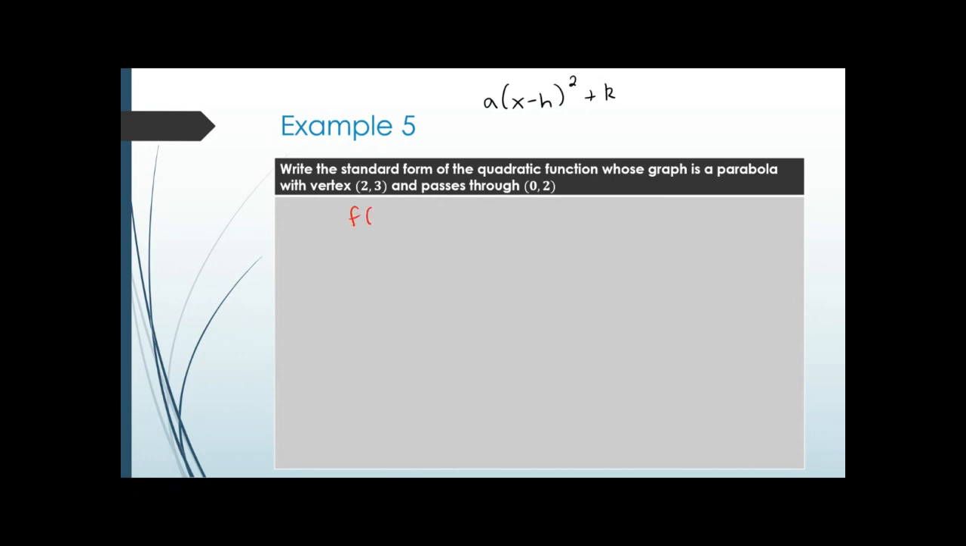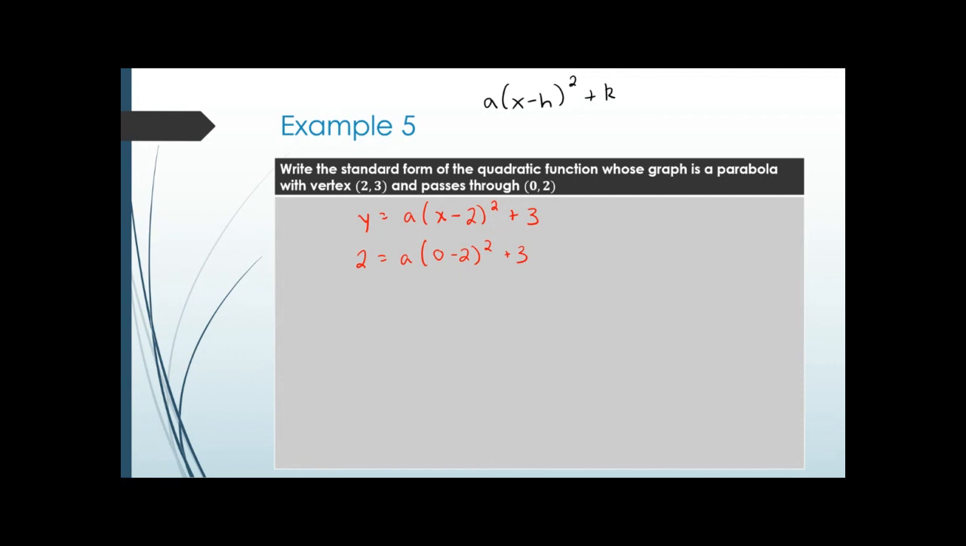So I have f of x, or I can just use y because it doesn't say it has to be f. So y equals a times x minus, and then I'm going to use my vertex. So h is 2, and then k is 3. So I'm going to plug that in because they're giving me my vertex, 2 and 3. Now they're giving us a point. They're actually giving us the y-intercept, 0 and 2. So I'm going to plug that in. So y is 2, and x is 0. So I have 2 equals a times 0 minus 2 squared plus 3.